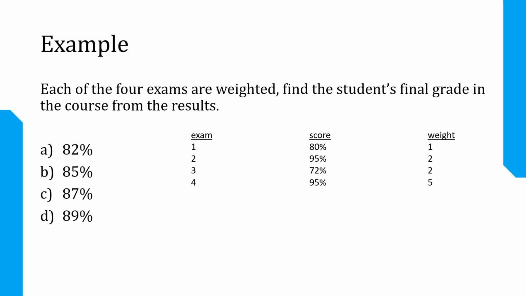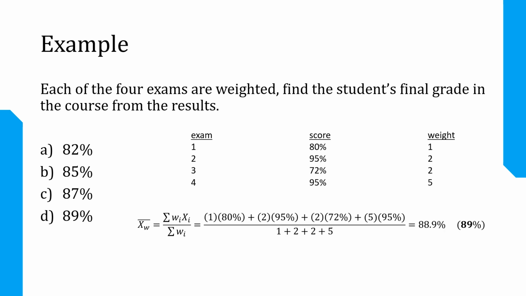So let's get right into an example problem, shall we? Each of the four exams is weighted, and we're going to find the student's final grade in the course from the results. We're given four exams, with scores of 80%, 95%, 72%, and another 95%, and each of them is given a particular weight. So we're tasked with solving the final grade of the student after these four exams.